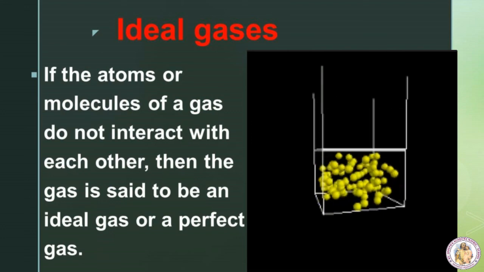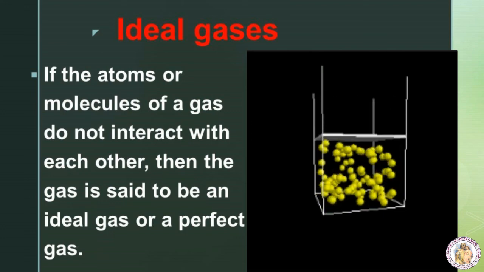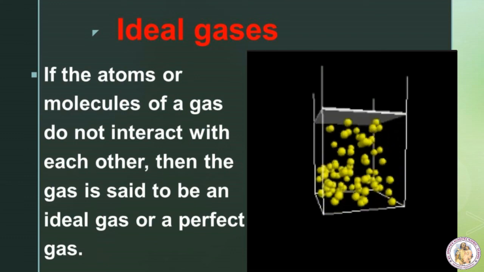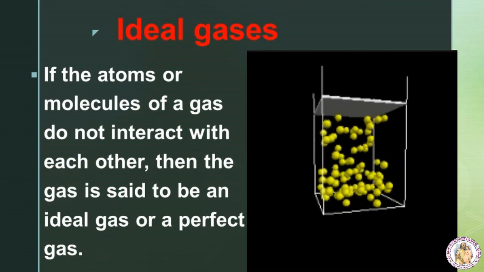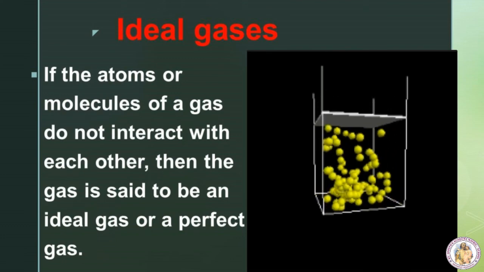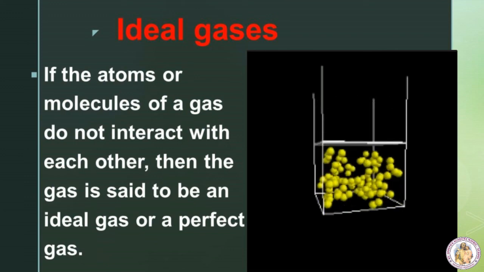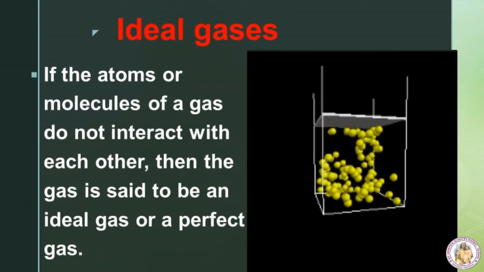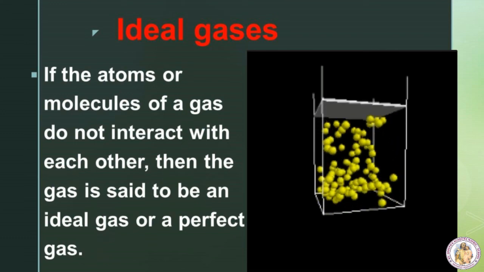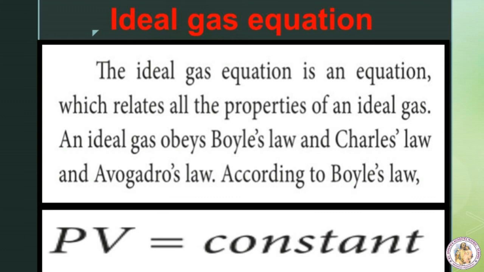So if the atoms or molecules of a gas do not interact with each other, then the gas is said to be an ideal gas or a perfect gas. Actually, real gases behave like an ideal gas or perfect gas only at very high temperature or low pressure. Ideal gases obey Boyle's law, Charles' law and Avogadro's law. All these laws state the relation between various properties of a gas such as pressure, volume, temperature and number of atoms.